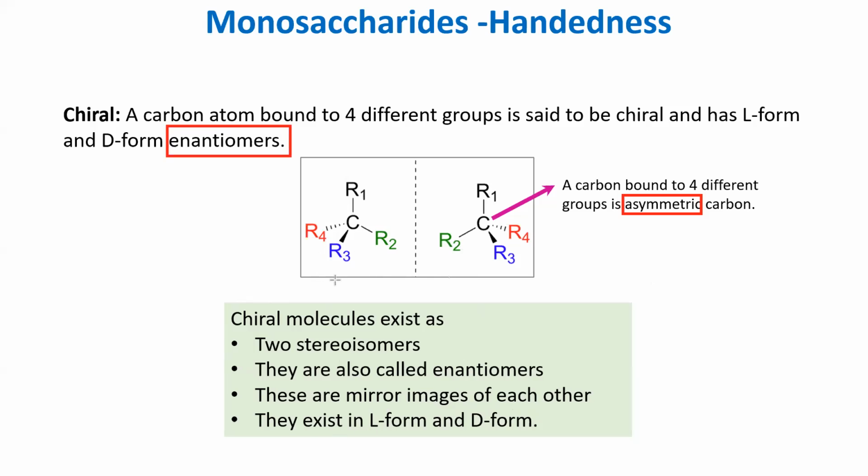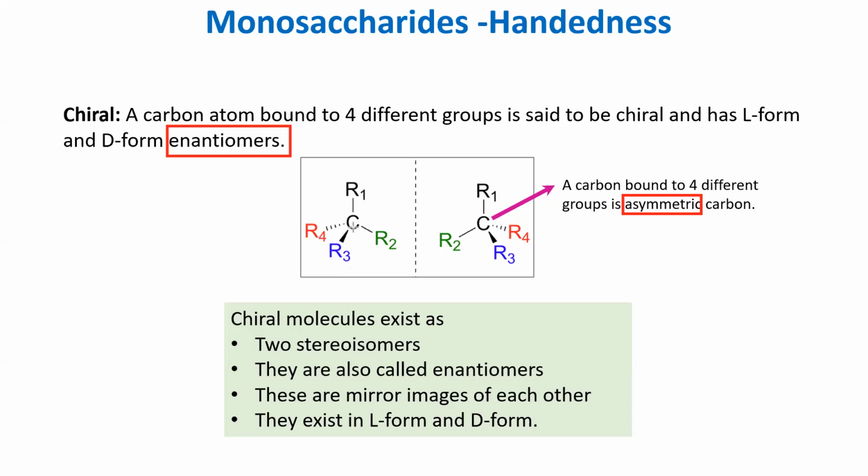Also to be noted in this structure, R3 is coming out of the plane and R4 is going into the plane. Now, I don't know whether you understand this part or not. Do you understand the meaning of R3 being out of the plane and R4 going into the plane? Yes. Okay, and R1 and R2 are on the plane. So you have to imagine a 3-dimensional view of this. Carbon is on the plane.